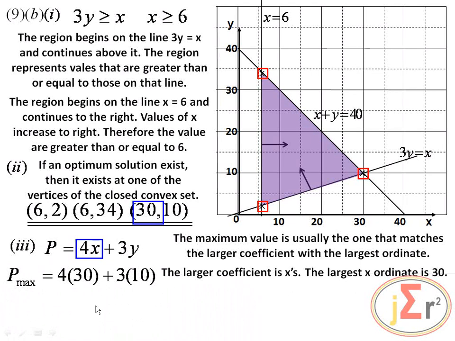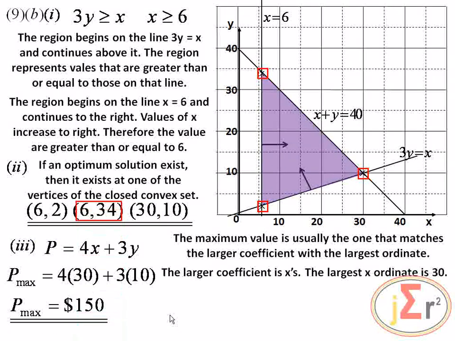But at the same time, we do not ignore the value of y. So we have the profit 4x plus 3y. So for the maximum, we take 4. And what do we do with this 4? Multiply by the ordinate of x, which is 30. And then this 3, we multiply by the ordinate of y, which is 10. So we have 4 times 30 is 120, and 3 times 10 is 30. So we are looking at 150 for the maximum profit.